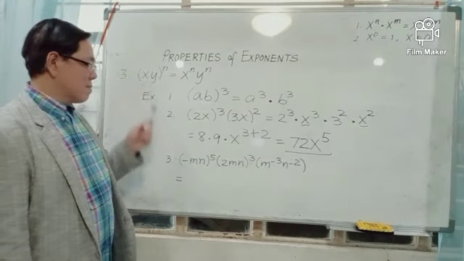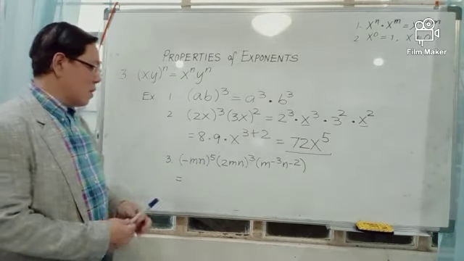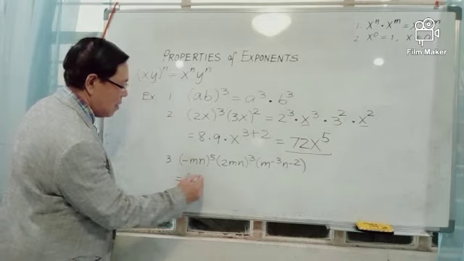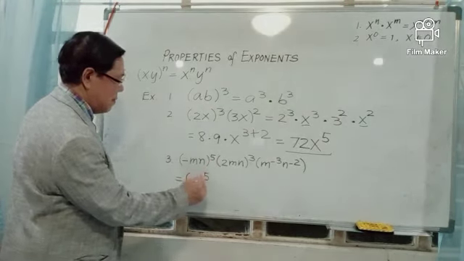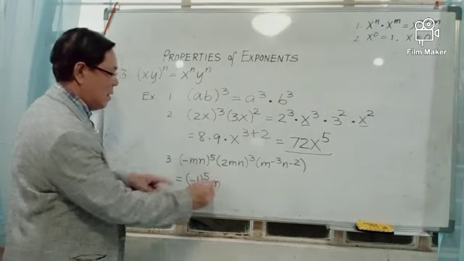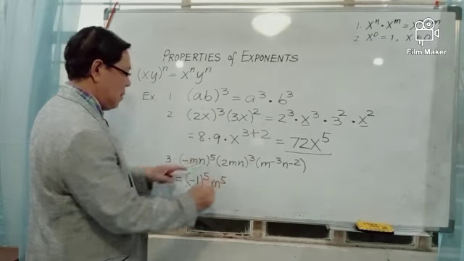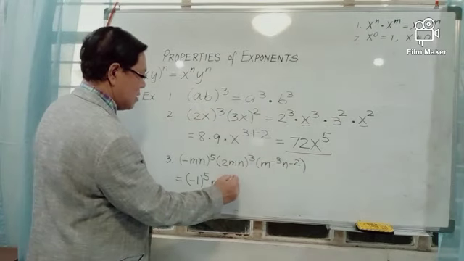of exponent. Thus, negative mn raised to 5 equals negative 1 raised to 5 multiplied by m raised to 5 multiplied by n raised to 5.